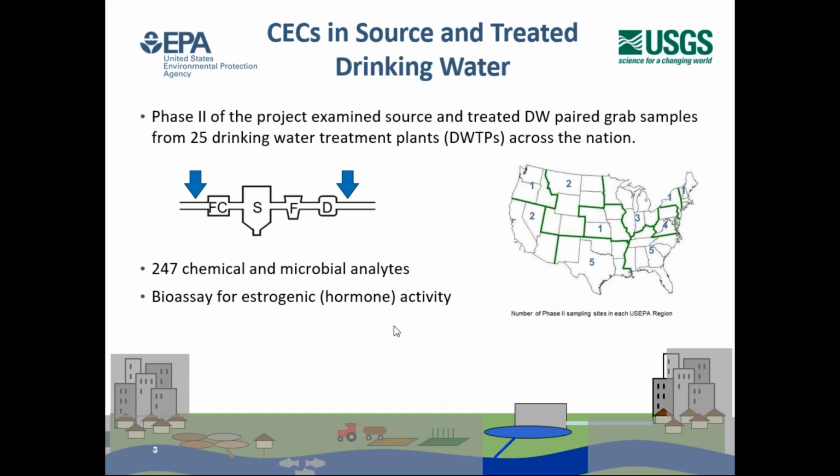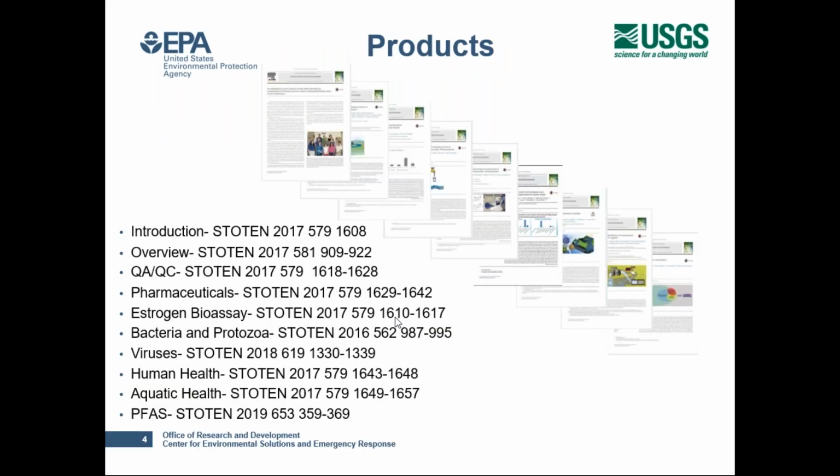So in this project, we looked for 247 different chemical and microbial analytes, as well as doing a bioassay for estrogens. As I said, today we're going to focus on the PFAS, but all the data from this project has been published so far. The overview paper in Stoughton, as well as the PFAS paper, were both published open access, so anyone can get a copy, no problem. Everything else, I'm a co-author on everything, so if you look up my name, you can find the papers, and if you really want a copy, shoot me an email and we can get a copy to you.